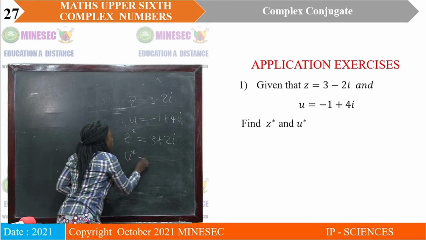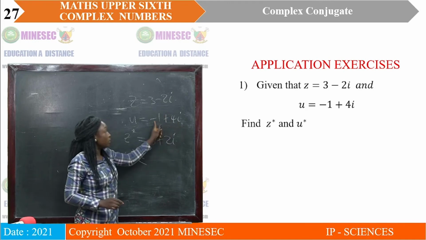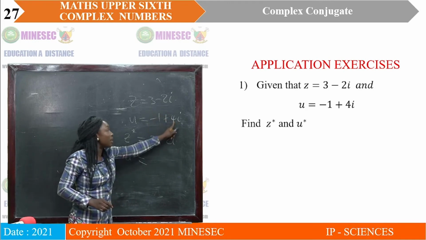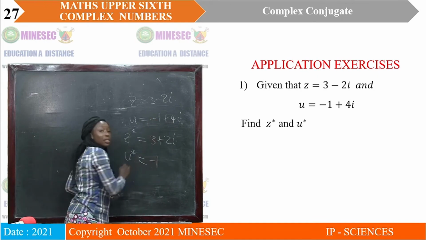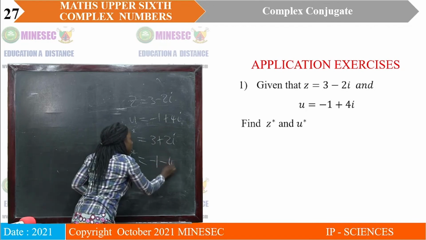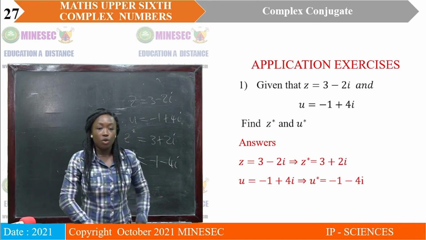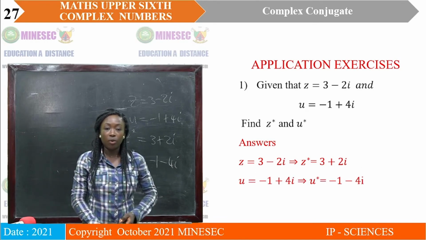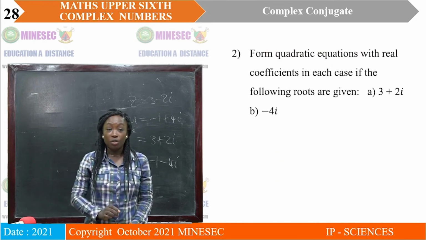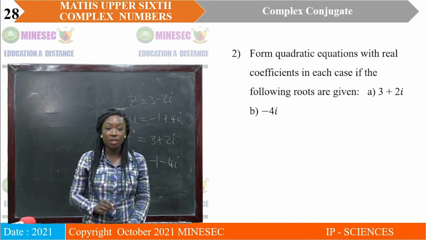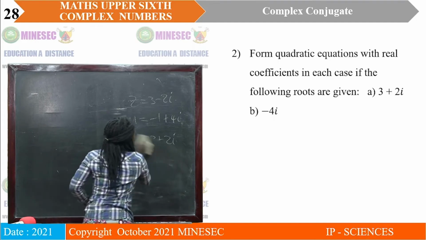And u star, we simply change. Please, we are changing the sign of the imaginary part, not the sign of the real part. So this negative 1 here is maintained. Then we are changing just the sign of the imaginary part. And so that is what we have, u star and z star. Those are the conjugates. Now the next question is, form quadratic equations with real coefficients in each case if the following roots are given. Very good question.